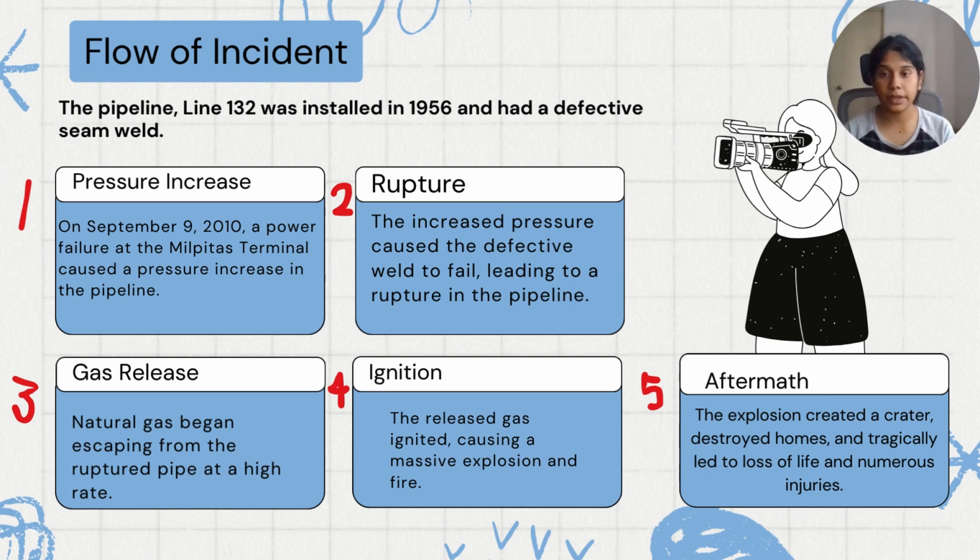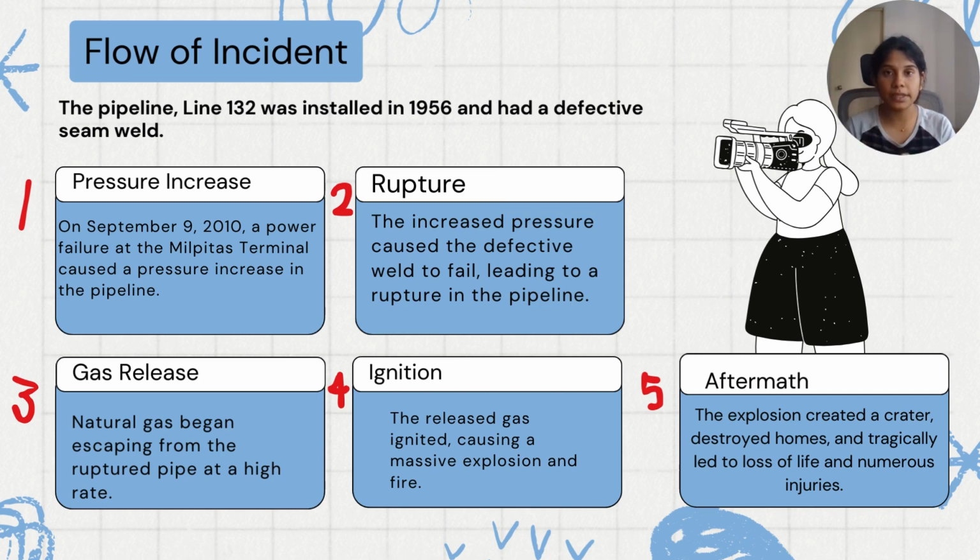The pipeline named Line 132 was installed in 1956 and had a defective seam weld. What is a seam weld? A seam weld is a type of weld that runs along the length of a pipe or vessel, joining two edges of a flat metal sheet that has been rolled into a cylindrical shape, which means two metal sheets are rolled into a cylindrical shape, and to attach these two cylindrical shapes, seam welding is used in between them. That is what seam welding means.